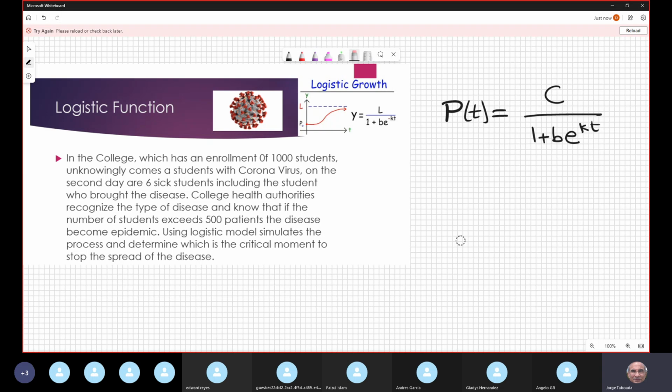Now the population is not infinite. It's a finite number. So we have 1,000 students in this college. So this is capital C, the carrying capacity. It's the technical name for this. Carrying capacity.